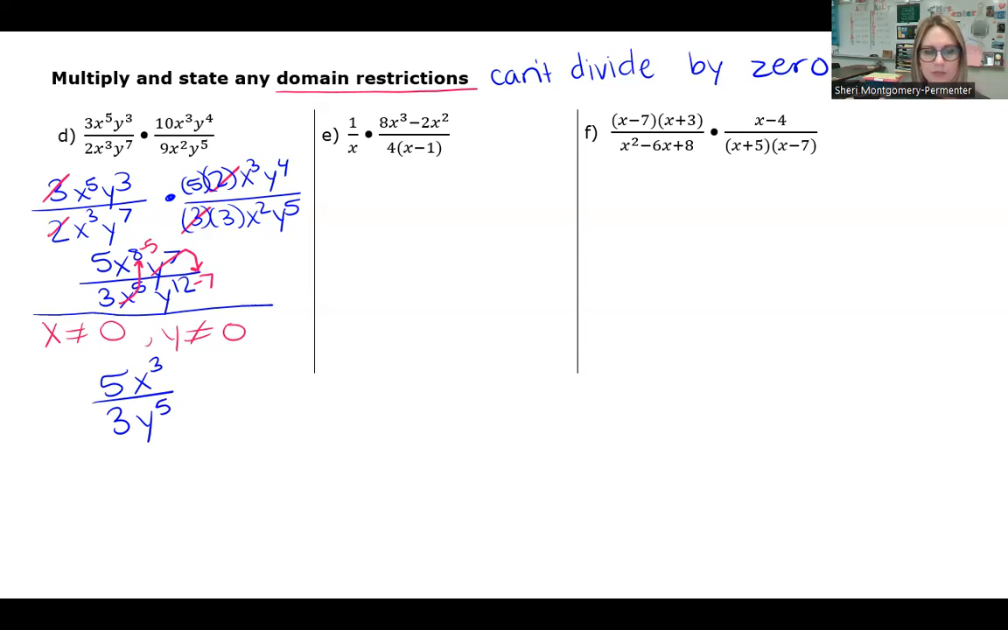So I have to include my domain restrictions. So you multiply and simplify.